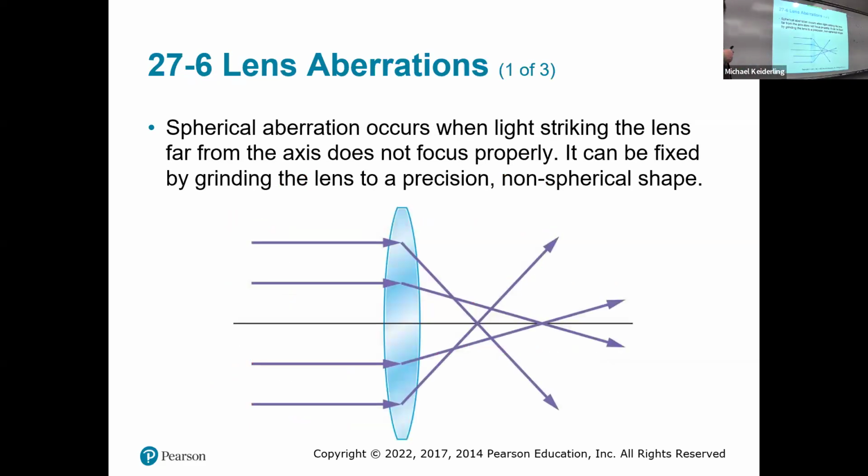Now, let's talk about lens aberrations. Spherical aberration occurs when the light striking the lens far away from the axis doesn't focus properly. And it can be fixed by grinding the lens to a precision non-spherical shape.